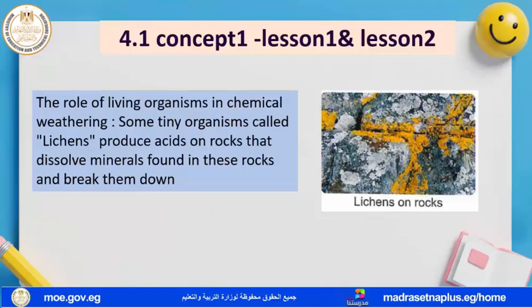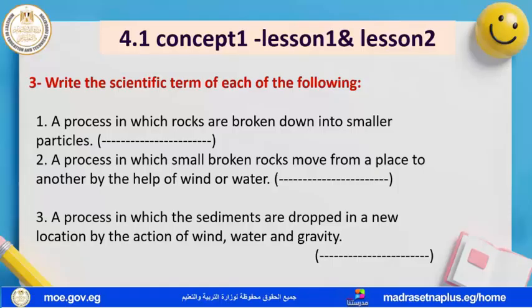Now, my dear student, I want to ask you a question. Chemical weathering happens by four factors. Number one, oxygen. Number two, water. Number three, acid rain. Number four, acid from living organisms. Now it is time to check your understanding. Write the scientific term of each of the following. Number one, a process in which rocks are broken down into smaller particles.